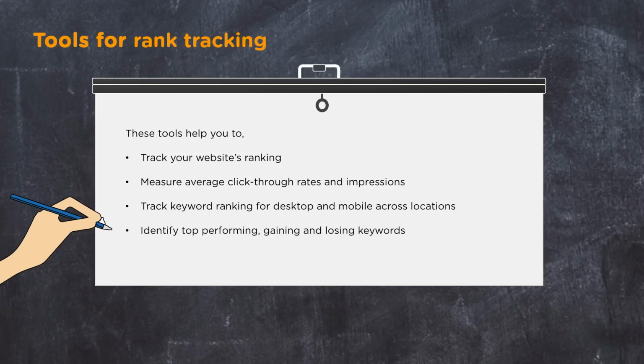So we want to be able to track our website's ranking, and not just our website, all the pages we've optimized. We want to be able to measure our click-through rates and impressions. We want to be able to track the ranking for both desktop and mobile for specific locations. And we want to identify top performing, gaining and losing keywords. So in other words, we want to look at trends. Is a keyword ranking? Is it going up in ranking? Is it going down in ranking? If it's going down in ranking, then you need to take action. So you need a tool, a good tool for rank tracking.